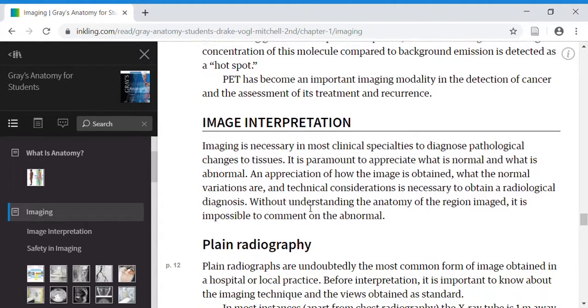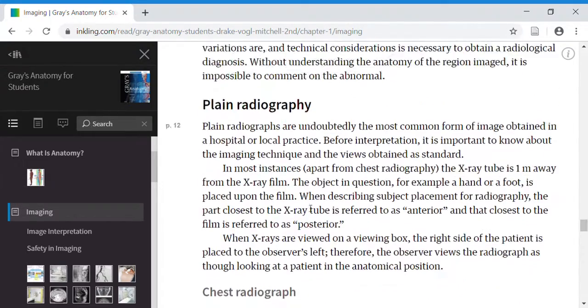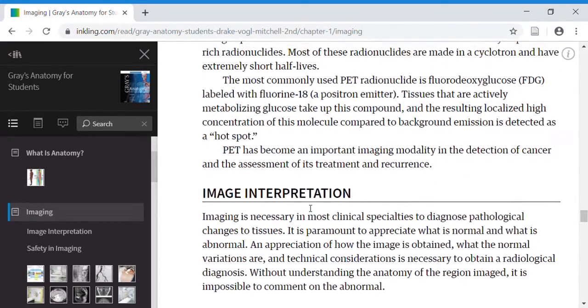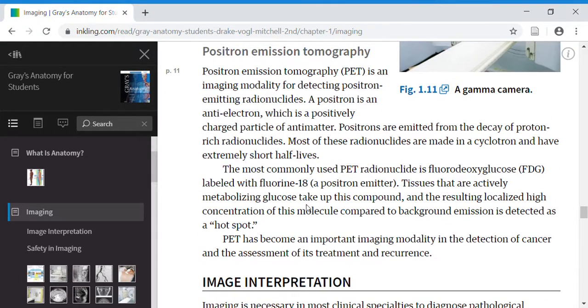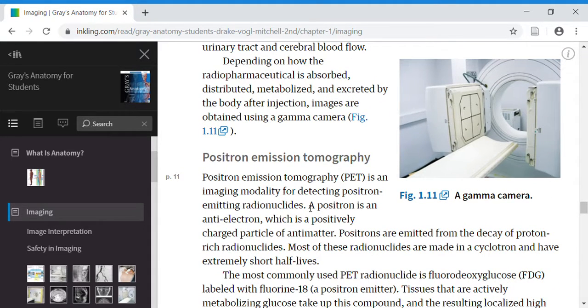Image interpretation I will be dealing with later on. So this is regarding images. These are the instruments used for medical imaging. I will be dealing with the rest of the things later on.